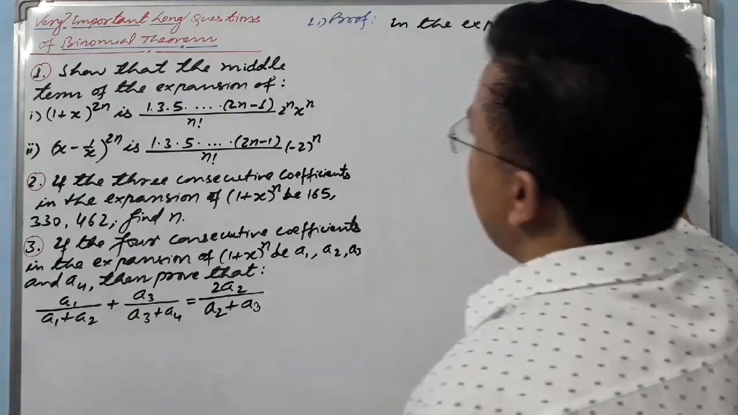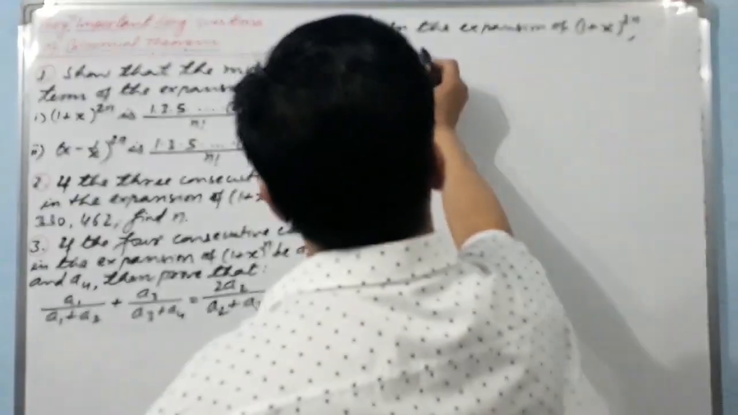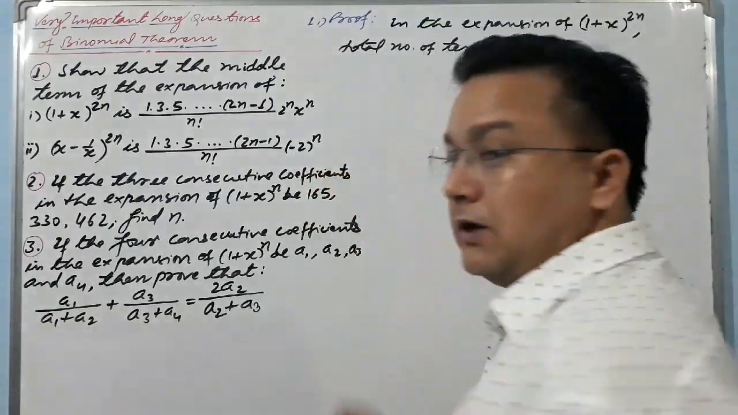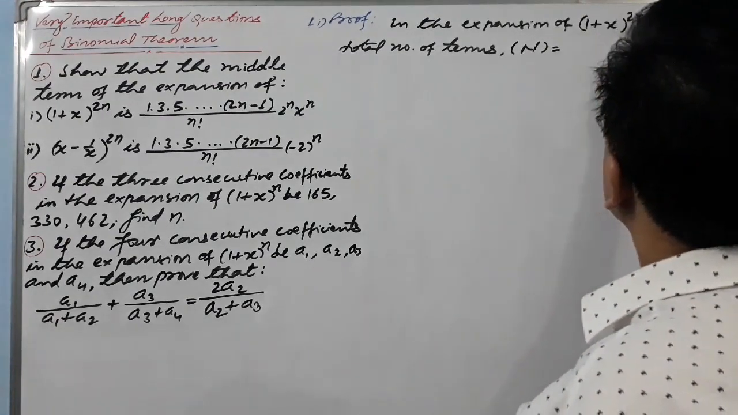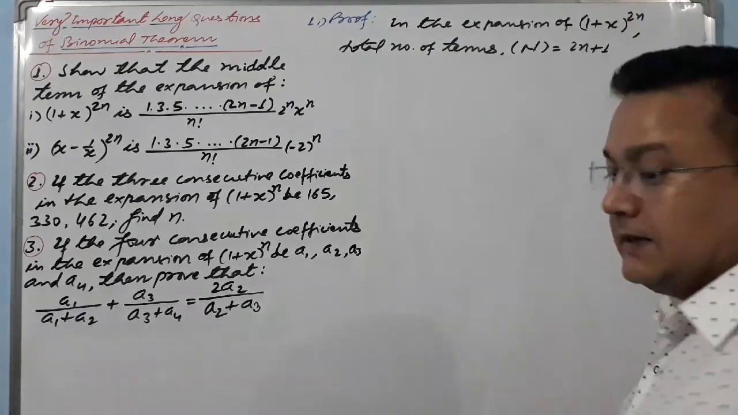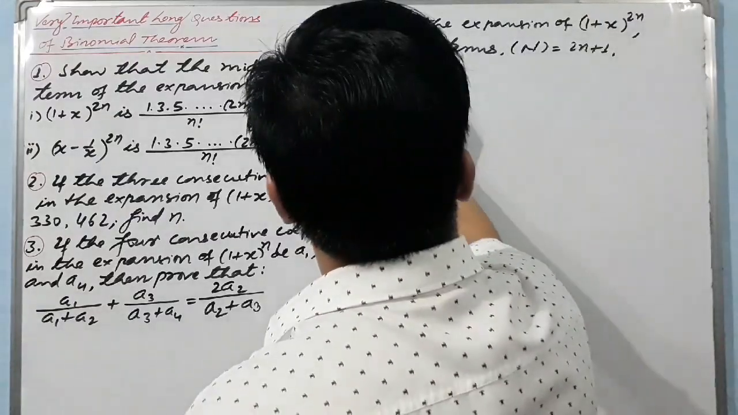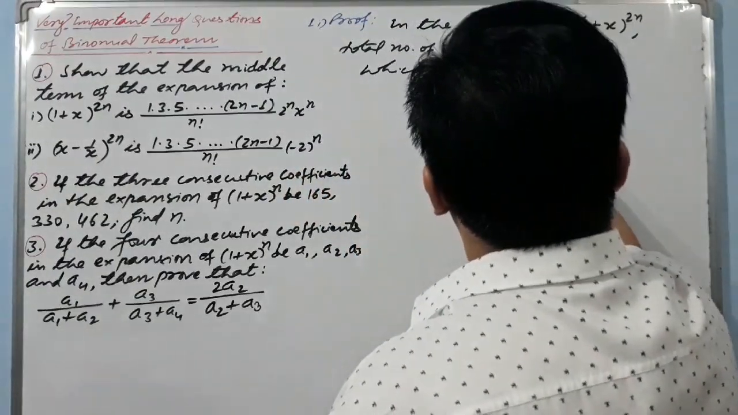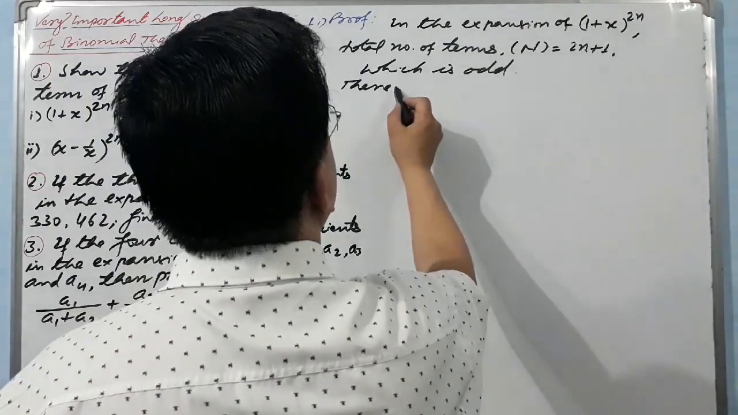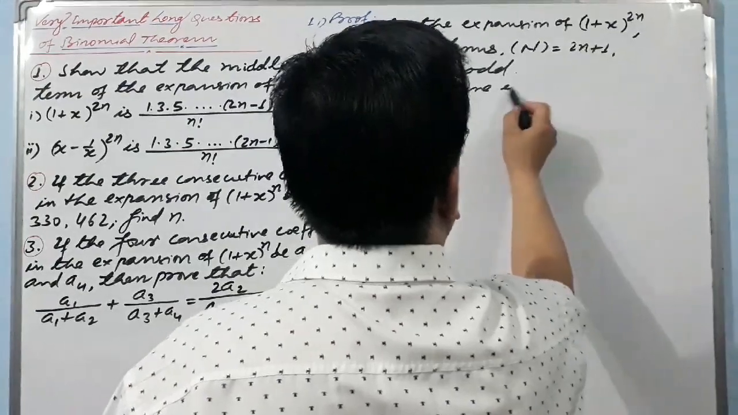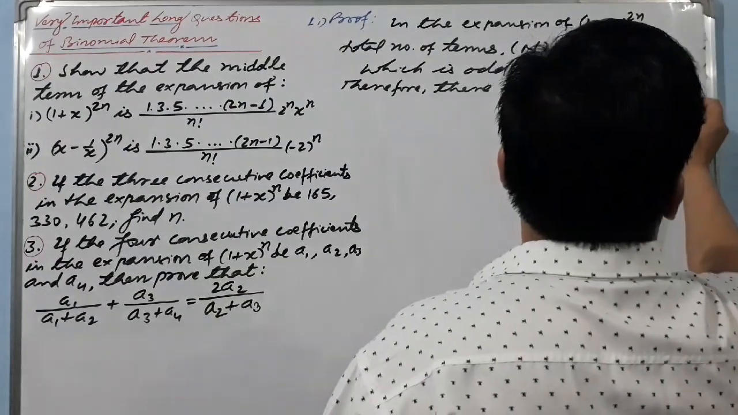In the expansion of (1 + x) raised to power 2n, total number of terms, I have represented by capital N, is equal to 2n + 1. So 2n is already an even number. If we add 1 to an even number, you get an odd number. So it is odd, therefore, as I told you in the first video, there is only one middle term.